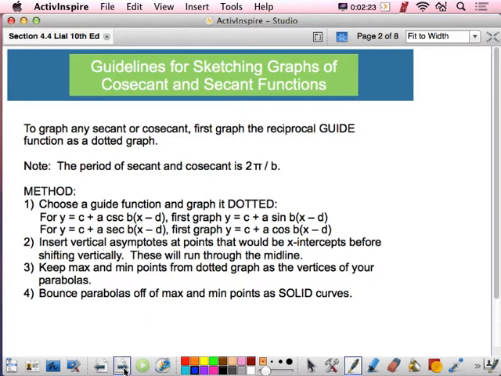And you convert your midpoints, not your max and min, but your midline points, those convert to vertical asymptotes. And then you bounce the parabolas off of the max and min points as solid curves. It's really easy. You're not going to have any trouble with it. But I will pause and give you a minute to take the notes.